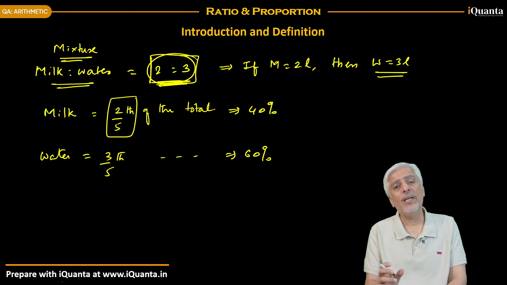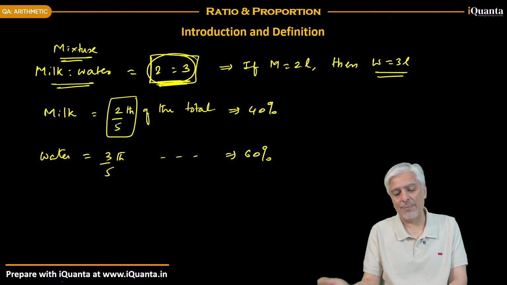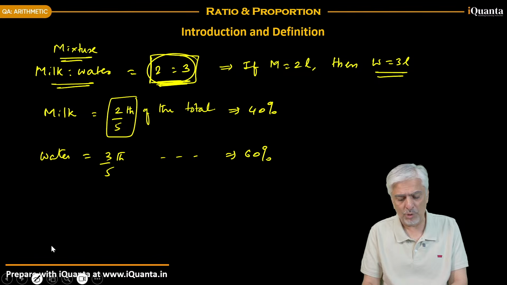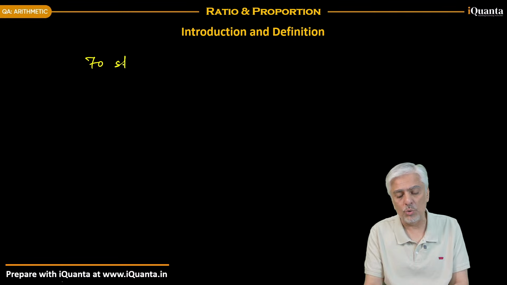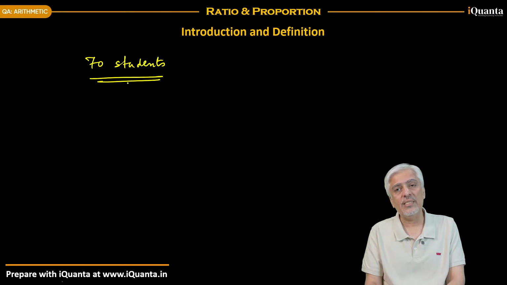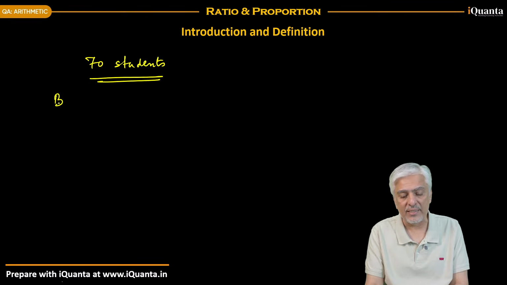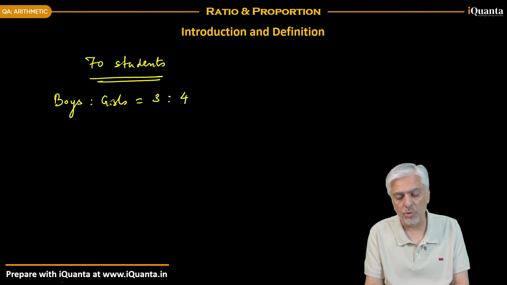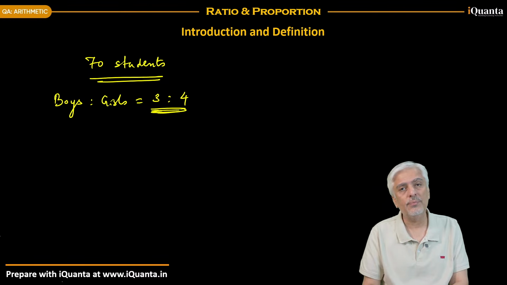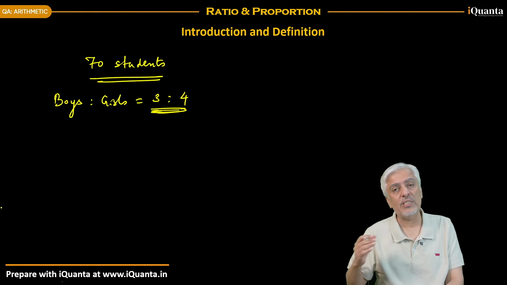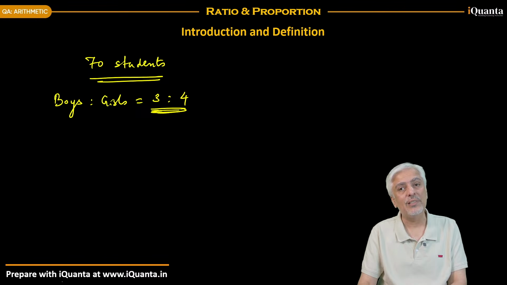So now, how do I go about this further? Let's understand some examples. Suppose it was told to us in a question: in a class, there are 70 students, and the ratio of boys and girls is 3 is to 4. Very basic understanding of the basics of ratios. What is the number of boys? What is the number of girls? Obviously, these numbers are very simple.